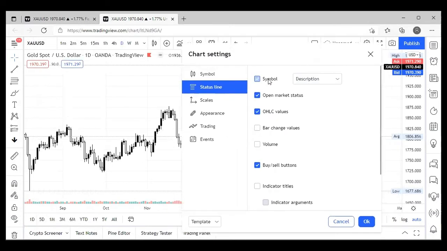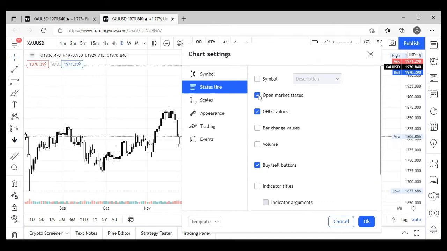If I want to change, let's say, status line, symbol, I hope you can see. So this gold tells me gold, US dollar, or with Oanda broker. If I remove that, I don't see anything. Okay. If I put it back, we can see it's gold. So you can remove it. Maybe you think your screen is too packed. You can remove it.